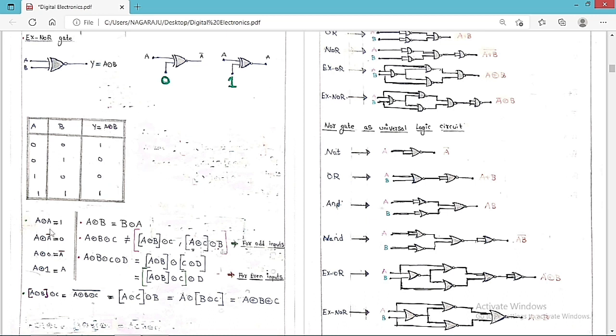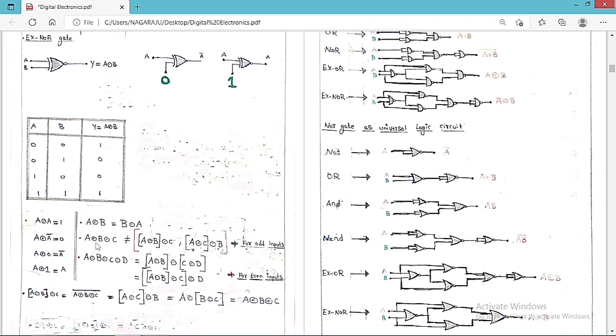So now you can see clearly, A XOR B is always equal to B XOR A. I already told you A XOR B is equal to AB plus A bar B bar. So even if you interchange the inputs, you are going to get the same result. So A XOR B is always equal to B XOR A. So the commutative property is satisfied.